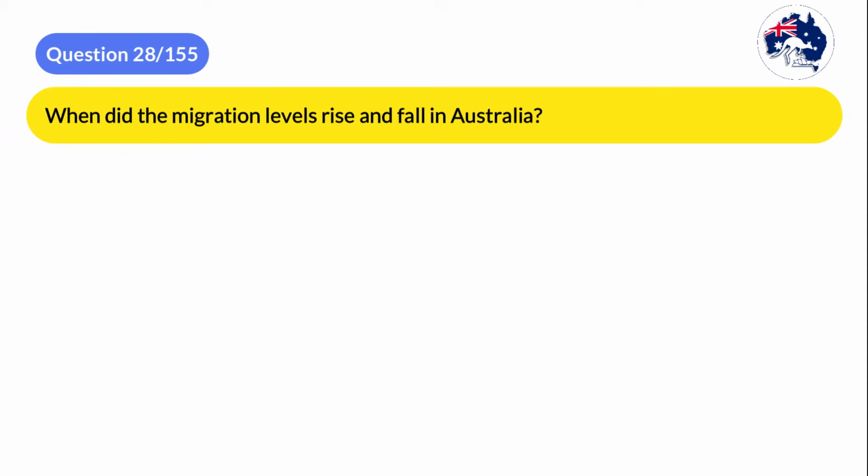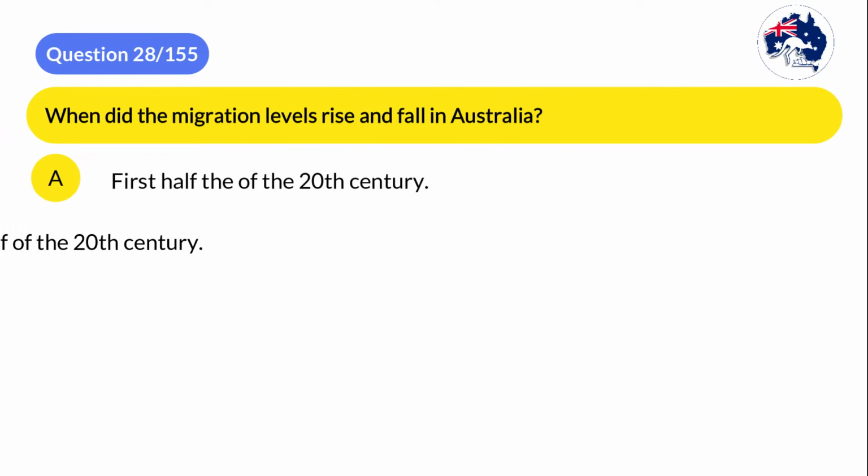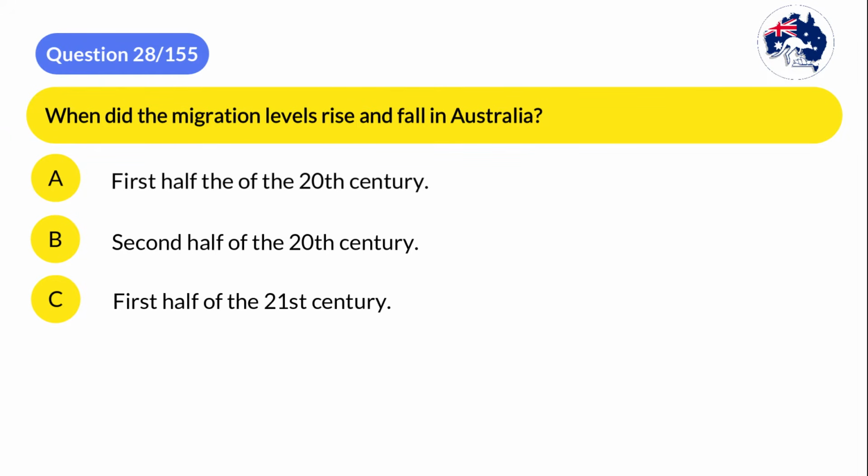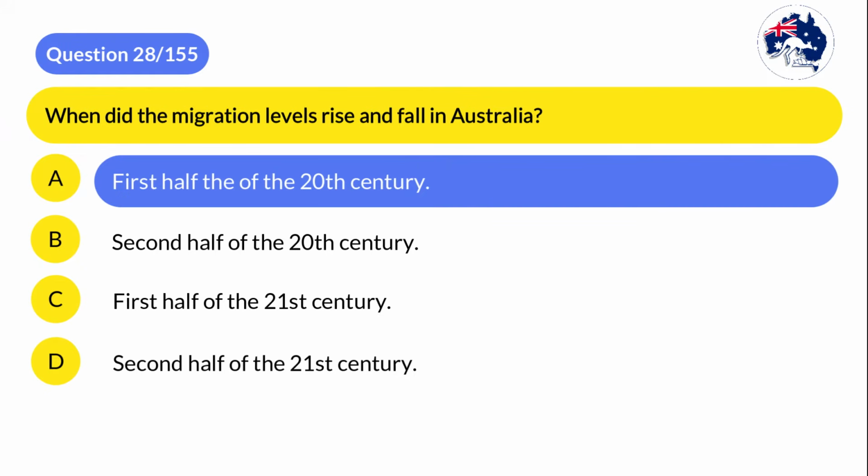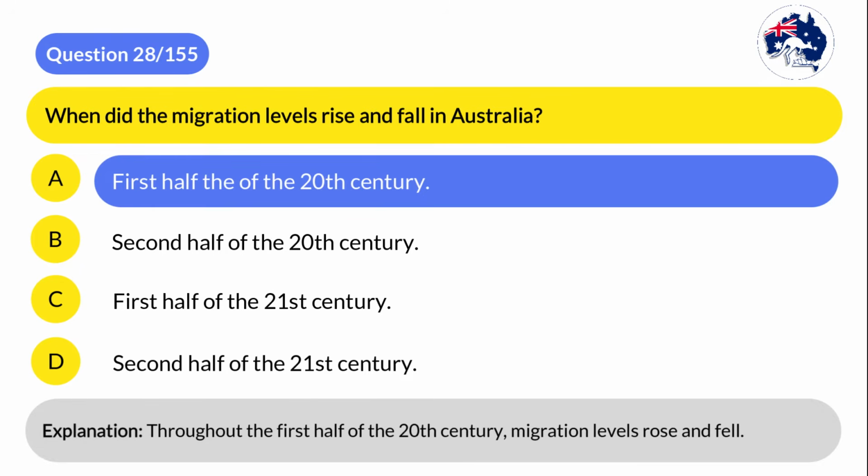Question 28. When did the migration levels rise and fall in Australia? A. First half of the 20th century. B. Second half of the 20th century. C. First half of the 21st century. D. Second half of the 21st century. The correct answer is A. First half of the 20th century. Explanation: throughout the first half of the 20th century, migration levels rose and fell.